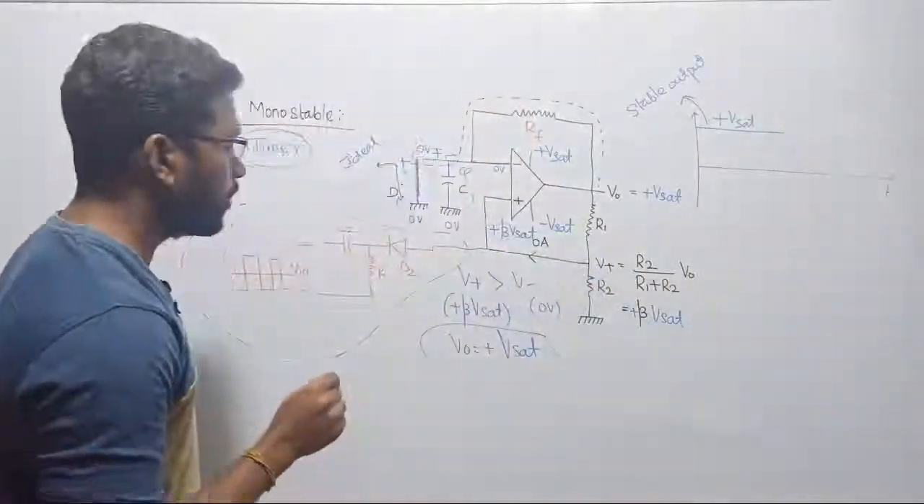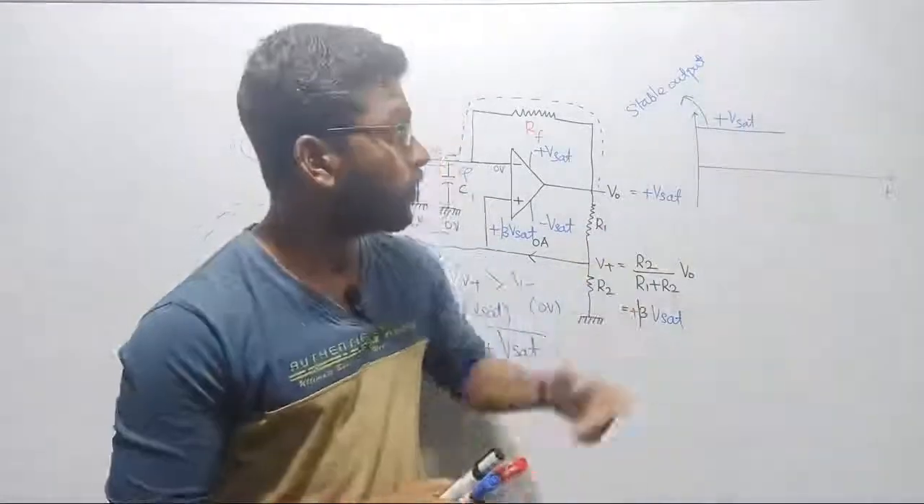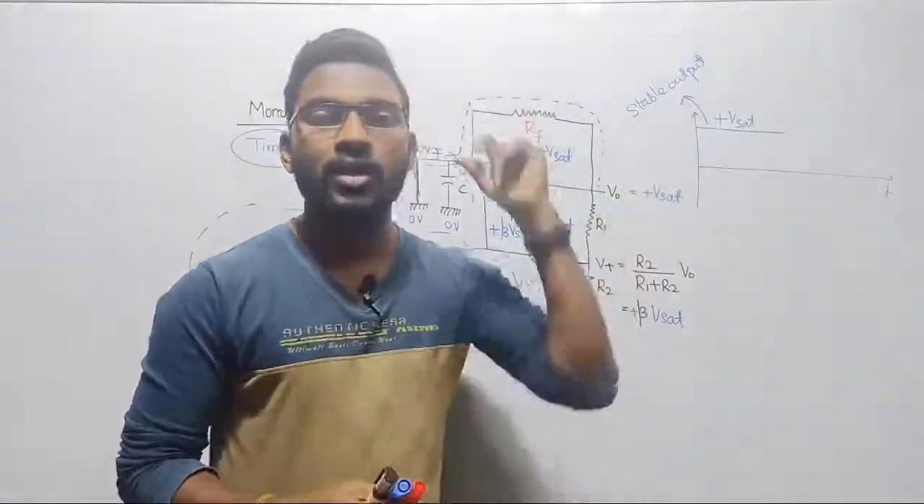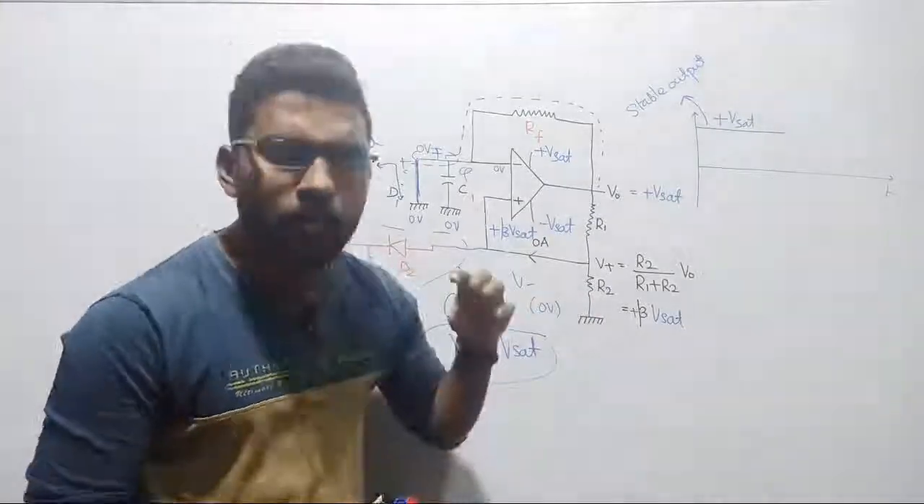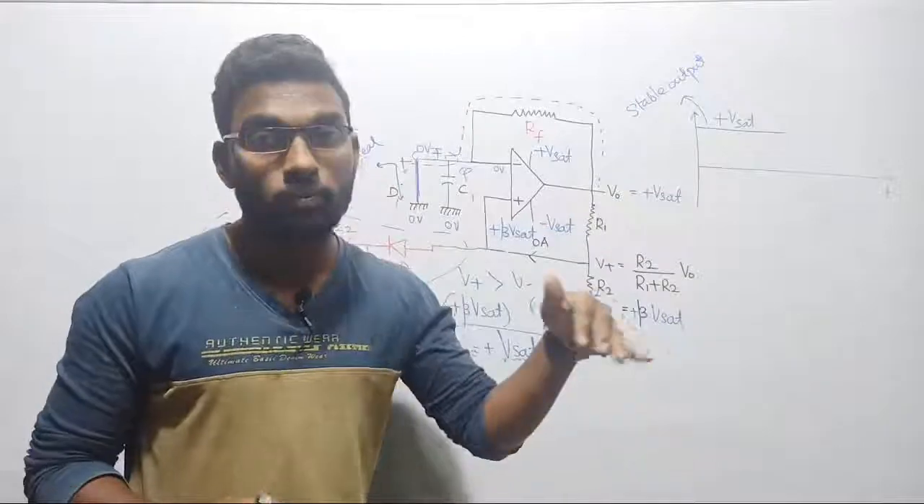Now what we are going to do here is we are going to change the state of this circuit from positive to negative. When we produce a spike suddenly, immediately the output of the circuit will be changed from plus V set to minus V set.